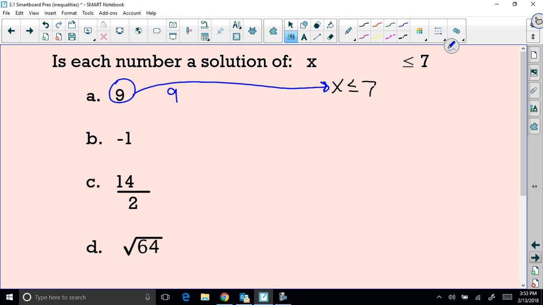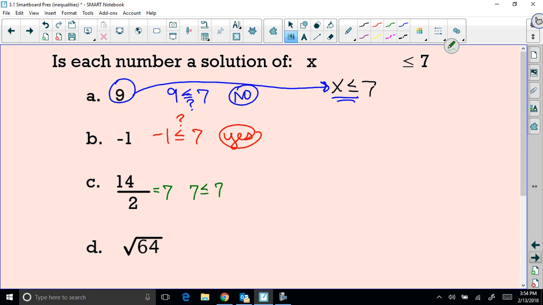Okay, so you don't have to necessarily write this, but you need to think in your head, is 9 less than or equal to 7? The answer is no. So 9 would not be a solution of that inequality. Then the question would be, is -1 less than or equal to 7? Yes, it is. And so that would be a solution. 14 over 2, so 14 divided by 2 in simplified form is 7. So is 7 less than or equal to 7? Well, it's equal to. So this one would also be a solution.